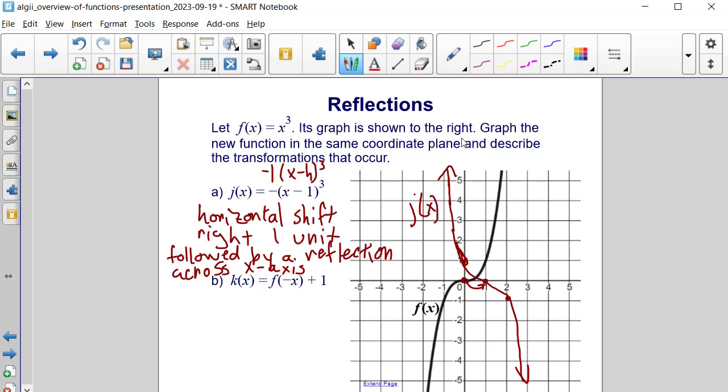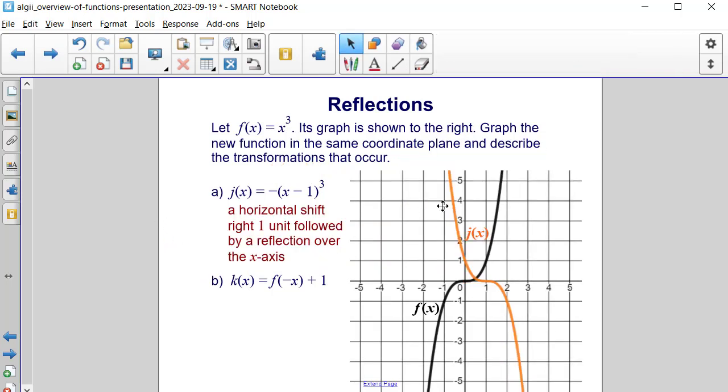Okay, so we graphed it in the coordinate plane and we did the descriptions. And here's the graph of j of x, and it does match the graph that we came up with, as well as the description of the transformations that occurred. A horizontal shift to the right 1 unit, followed by a reflection over the x-axis. So now let's look at question B.